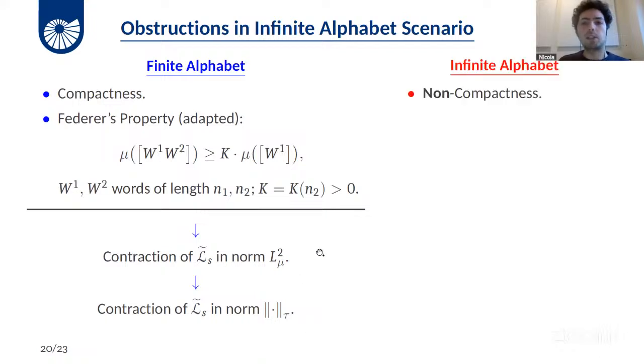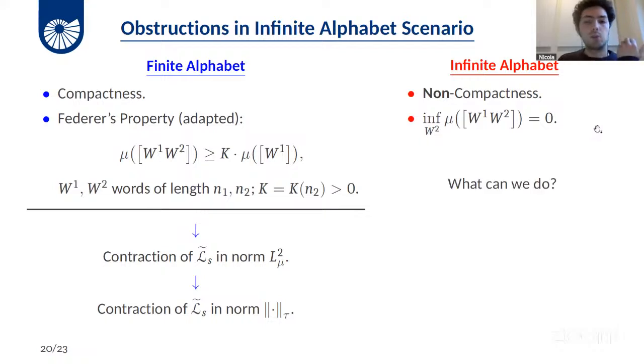In our infinite alphabet case, we do not have compactness, and the Federer property doesn't hold. That's because we have an infinite number of cylinders, but their union is the whole space. The whole space has measure 1 because we are working with a probability. That means that from a certain cylinder on, the measure of the cylinders must decay to 0, and this prevents us from finding this uniform bound from below.